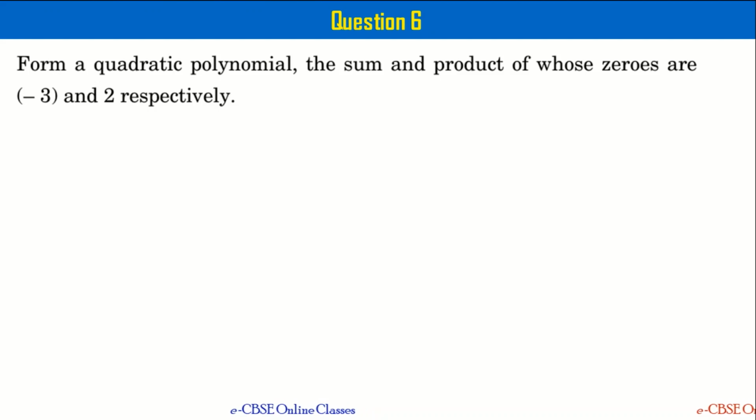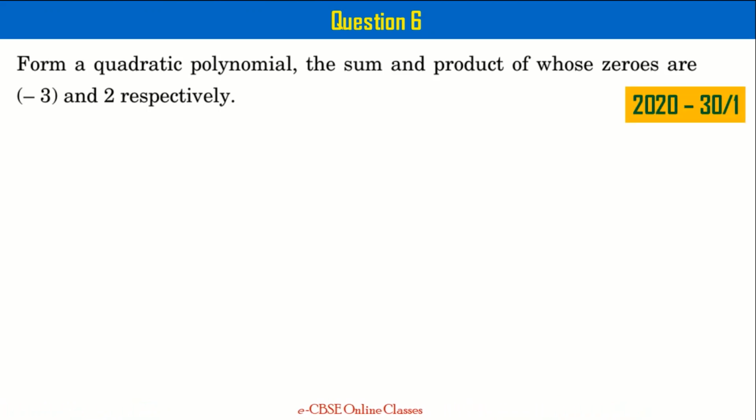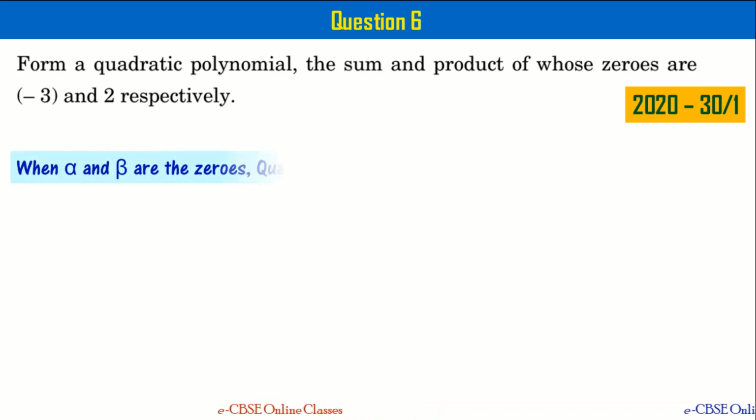Form a quadratic polynomial, the sum and product of whose zeros are minus 3 and 2 respectively. It is exactly identical to the previous problem. It is from year 2020, set number 1.